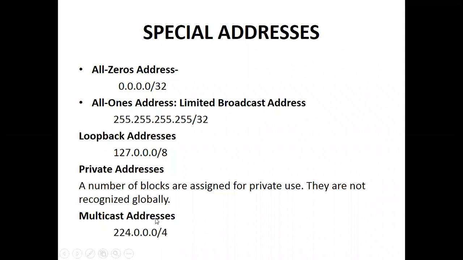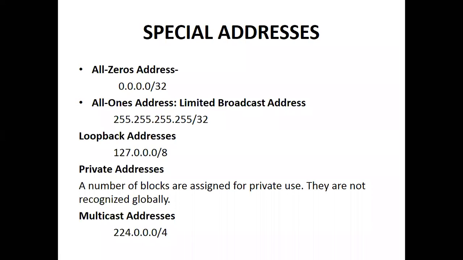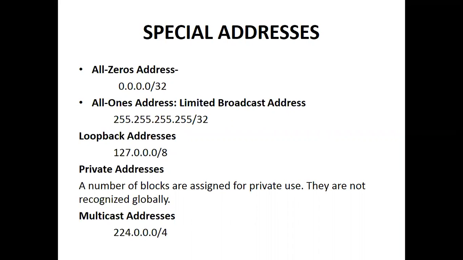Multicast addresses. This multicasting means what? More than one. So the block from 224.0.0.0/4, this block is completely reserved for multicasting. And multicasting means what? To more than one machine, you can transmit the data packet. That multicasting can be done in these particular ranges.